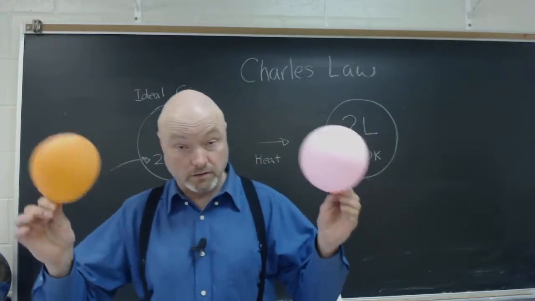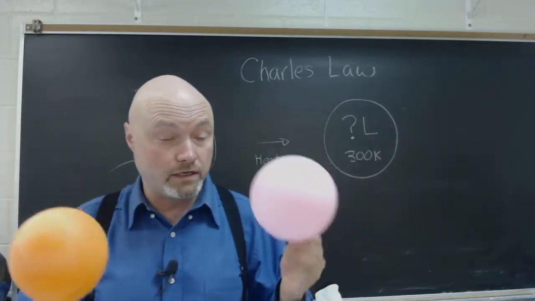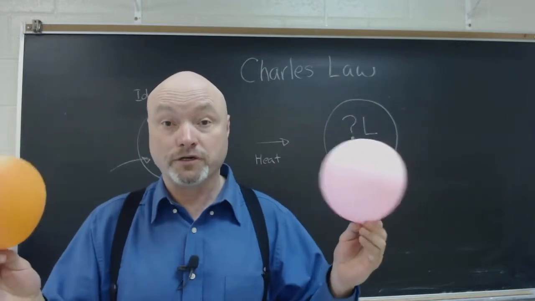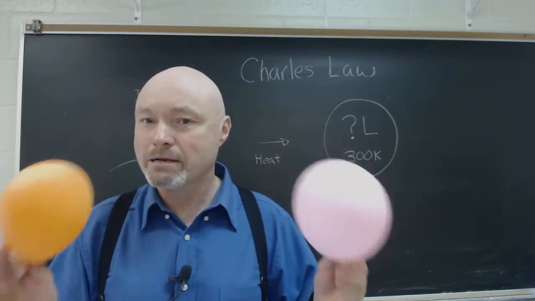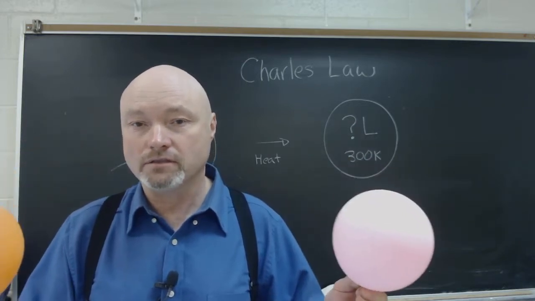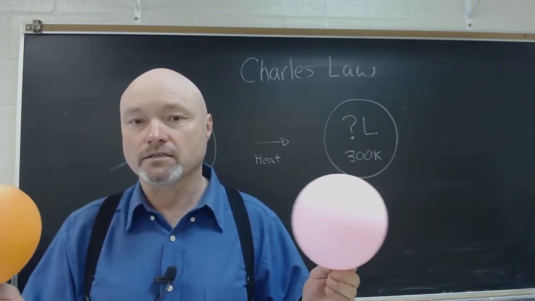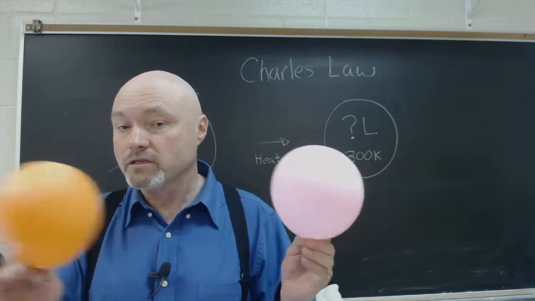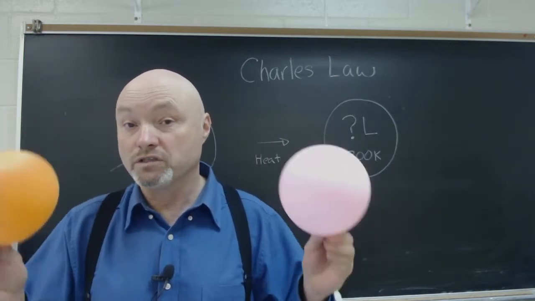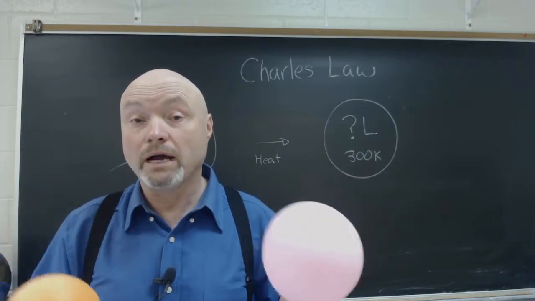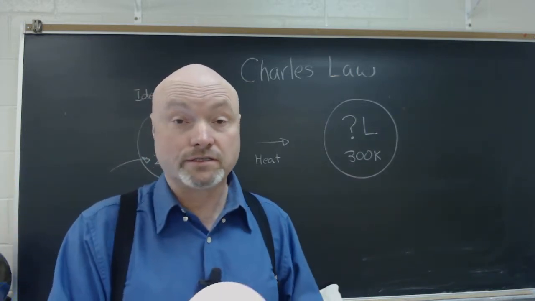So we're looking at Charles' law, which is the relationship between volume and temperature. Now, an important thing to realize with Charles' law is that temperature is in kelvins, not in Celsius. All of these relationships are relative to absolute zero, which is 0 Kelvin or minus 273 degrees Celsius.